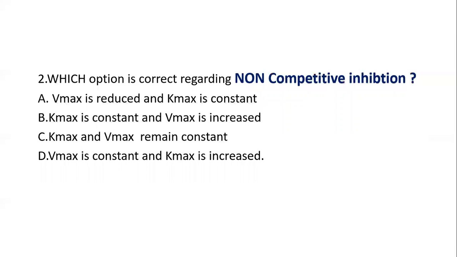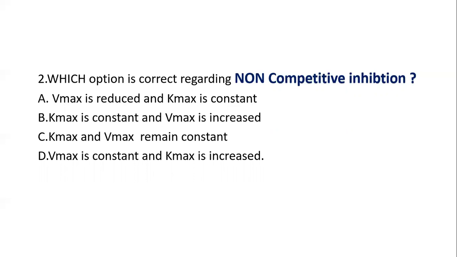See how quickly, if you know this line, you're going to save so much time. Second question: which option is correct regarding non-competitive inhibition? Non-competitive, my opponent is weaker, so even if I run slowly I'm easily going to win the 100-meter race. So what happens? Km is constant. Why? Because it's a 100-meter race, but Vmax is decreased. Why? Because even if I run slowly, I'm going to easily win the race. So option A, Vmax is reduced and Km is constant. Why? Because non-competitive, weaker opponent, 100-meter race.